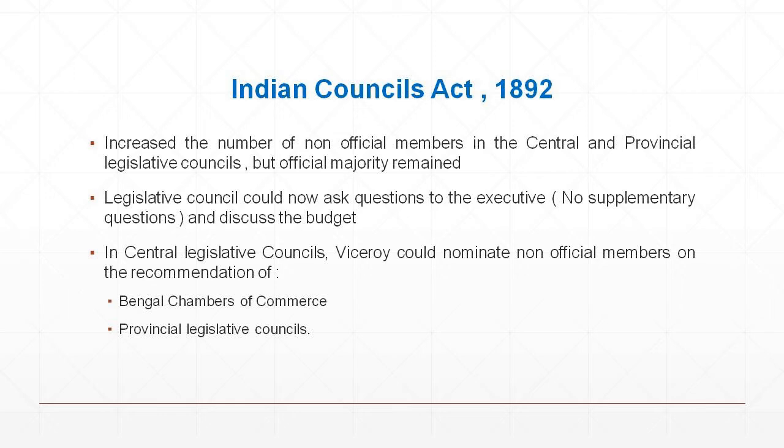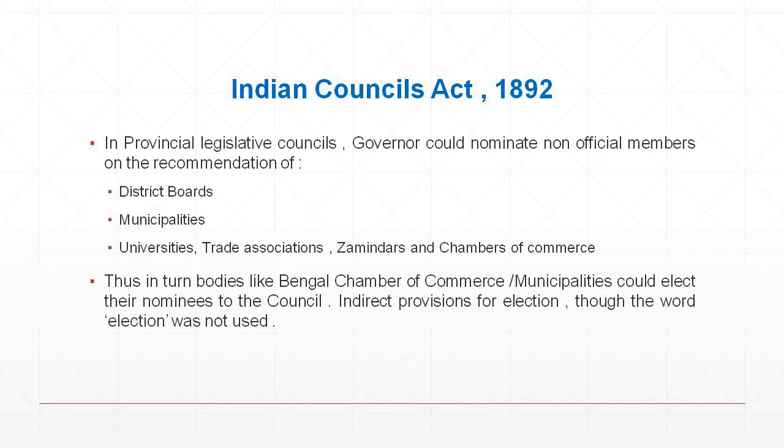We go to the third point. It provided for the nomination of some non-official members of the Central Legislative Council by the Viceroy on the recommendation of the provincial legislative councils and the Bengal Chamber of Commerce, and that of the provincial legislative councils by the governors on the recommendation of the district boards, municipalities, universities, trade associations, zamindars, and chambers. Basically, now you will have nominated members, and these people will be non officials. So they can be Indians, mostly Indians.